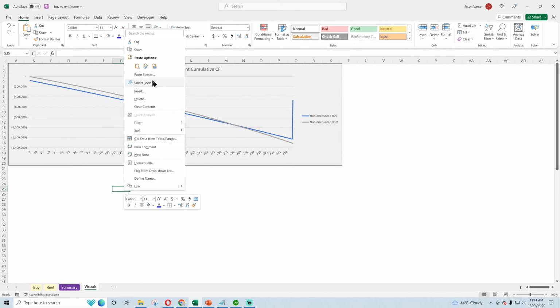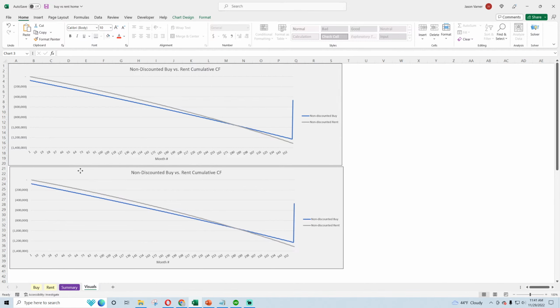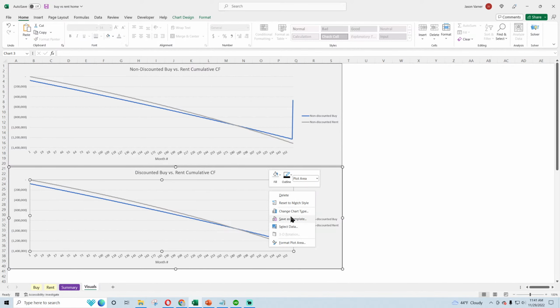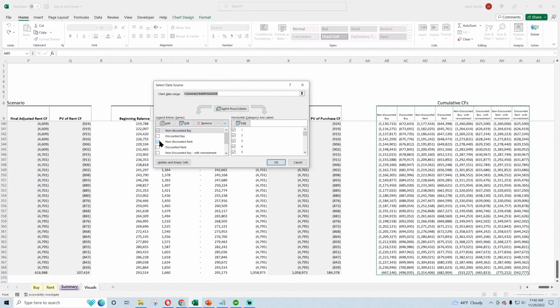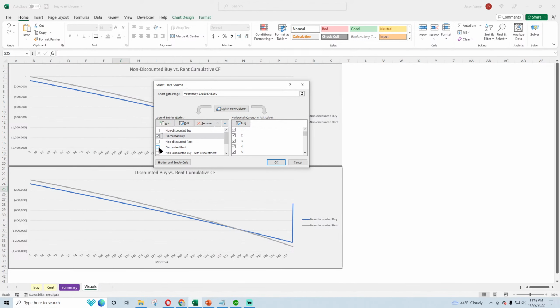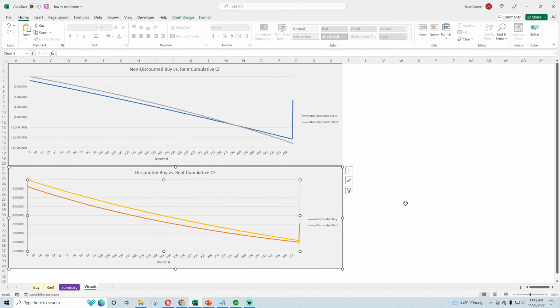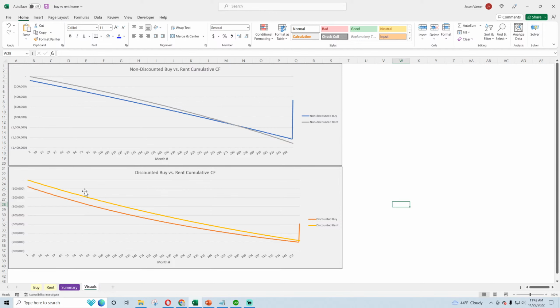Now let's do the discounted, same chart but discounted comparison. So here we'll do discounted buy, discounted rent. And now you only catch up at the very end if you're discounting, and then at the very end, obviously you're still going to go higher, but it's a little bit better to rent this whole period until you eventually sell the house at some point.